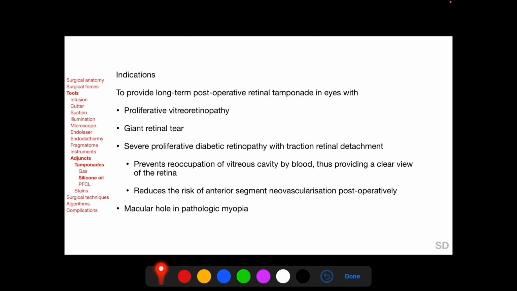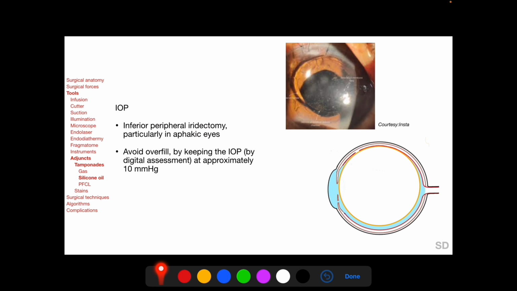To prevent this silicone oil-induced rise in intraocular pressure due to pupillary block in aphakic eyes, an inferior peripheral iridectomy should be done intraoperatively, as shown here in this diagram. And whether or not the eye is aphakic, overfilling of silicone oil should be avoided by keeping the intraocular pressure at approximately 10 mm of mercury by digital assessment at the end of surgery.